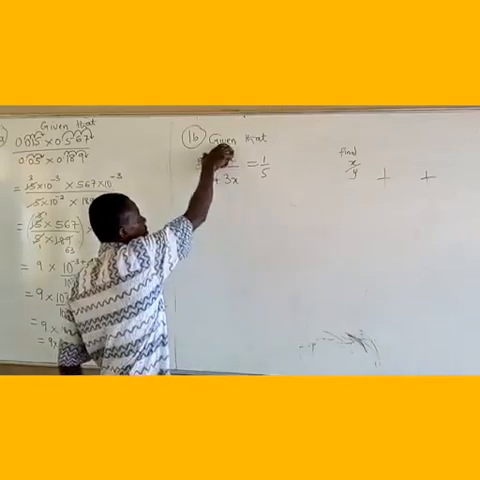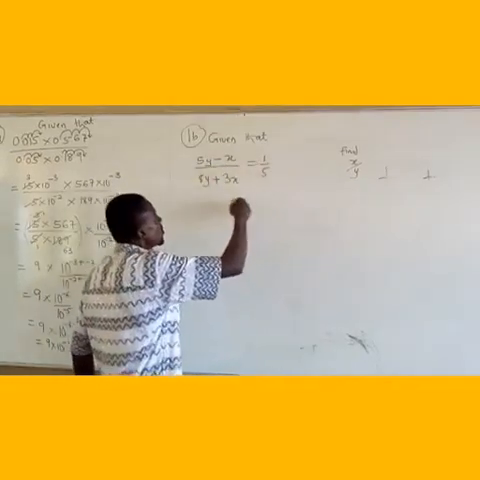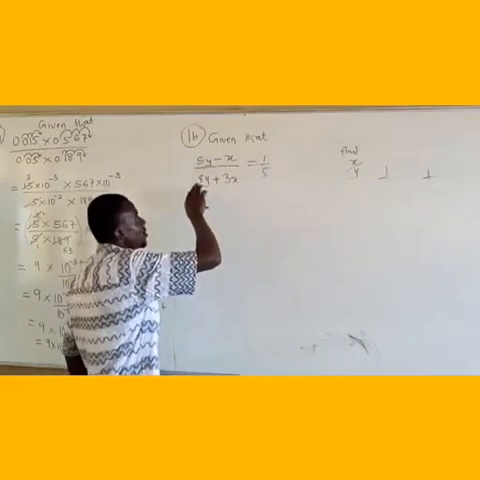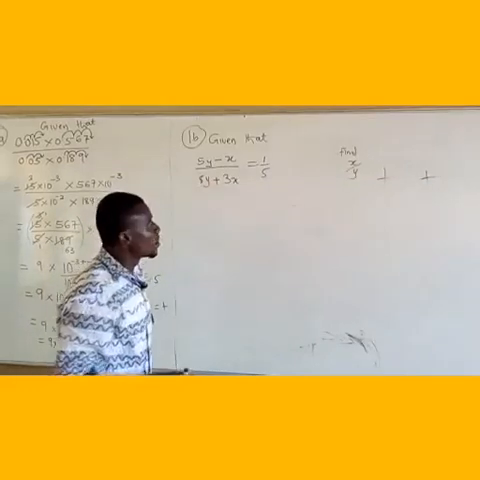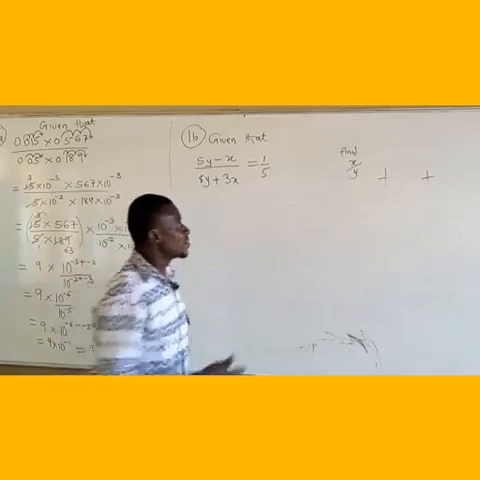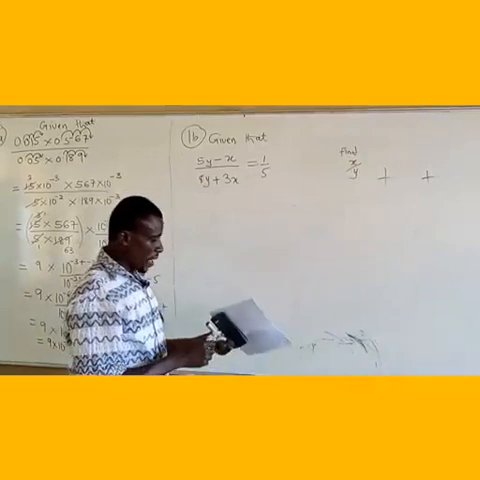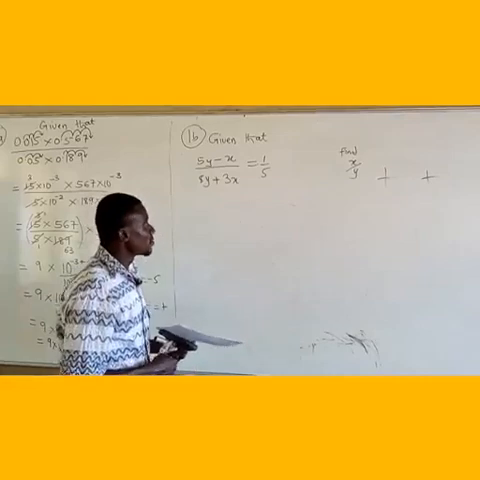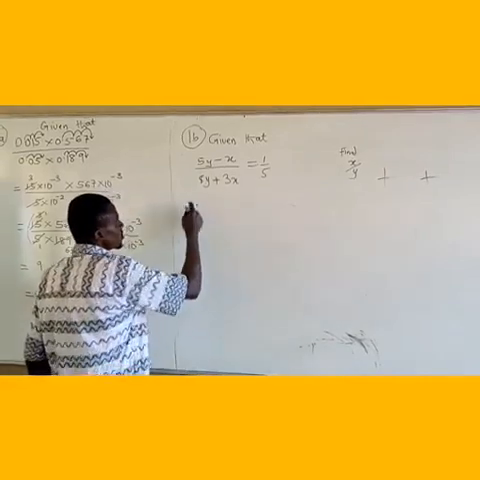The ratio on the left hand side is equal to the ratio on the right hand side. So 5y minus x is equal to 1, and 8y plus 3x is equal to 5. We would solve it simultaneously for the values of x and y, and finally divide the value of x by the value of y. But I would rather prefer this method. So let's proceed.